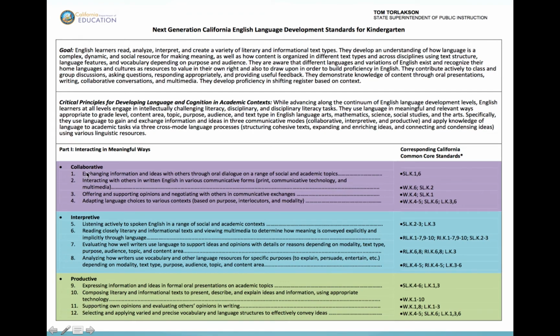It tells you exactly: collaborative is when they exchange information, they interact with others, they're offering and supporting opinions, they're adapting language to various contexts and audiences. And the interpretive mode, they're listening, they're reading, they're evaluating, they're analyzing. So they're really interpreting the information you're giving. And then at the productive stage, they're expressing their information, composing literary and informational text, supporting their own opinion, selecting and applying. So here they're collaborating with their peers in small groups. Here they're listening to the information or reading it on their own to gain some understanding. And here they're practicing it on their own, they're producing it.